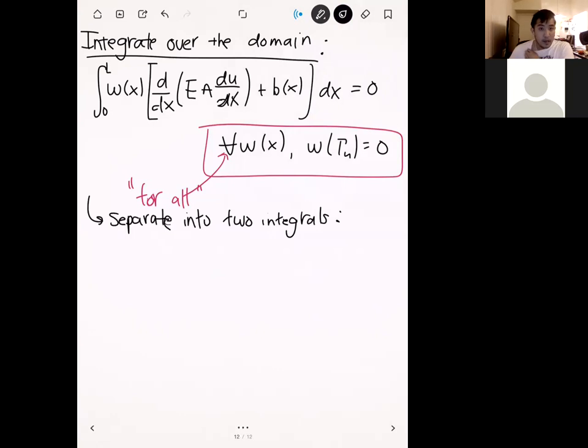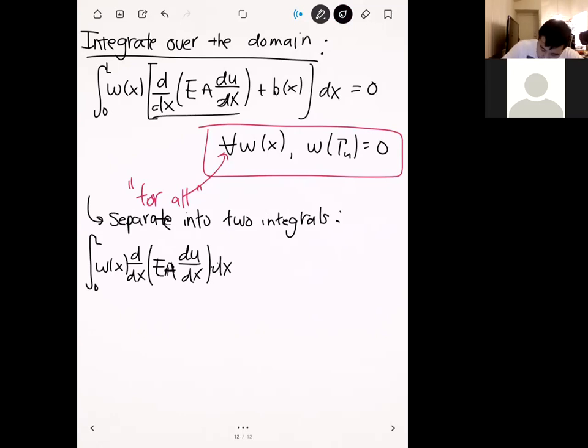Okay. And so first we have this integral right here. We have the integral from 0 to L of w of x d dx of E A du dx, dx, right? And that's just the first term up in our expression here, plus the integral from 0 to L of w of x b of x dx, and this is equal to 0.